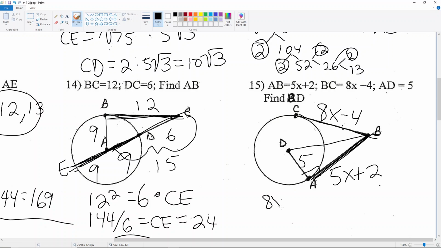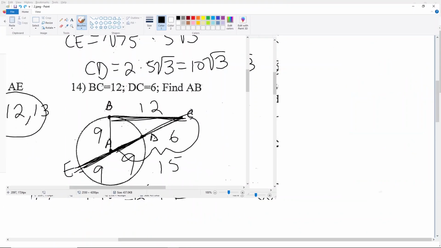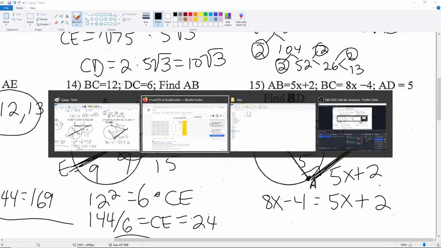So 8x minus 4 equals 5x minus 12. 3x equals... 8x minus 4, 5x plus 2. Sorry. I knew I did something wrong because something didn't look right. This is 5x plus 2, not 5x minus 12. So 8x minus 4 is... I'm just making things up. Wait a minute. What was all that?